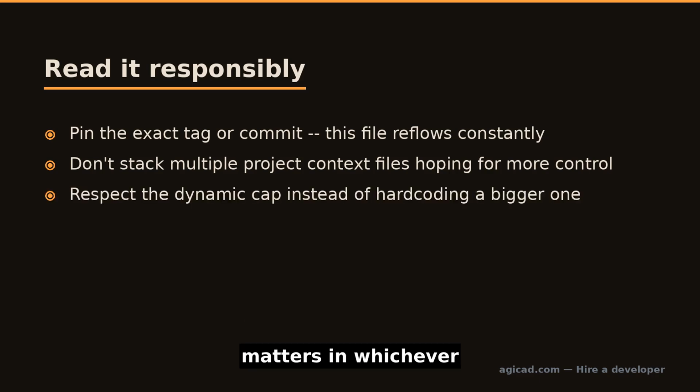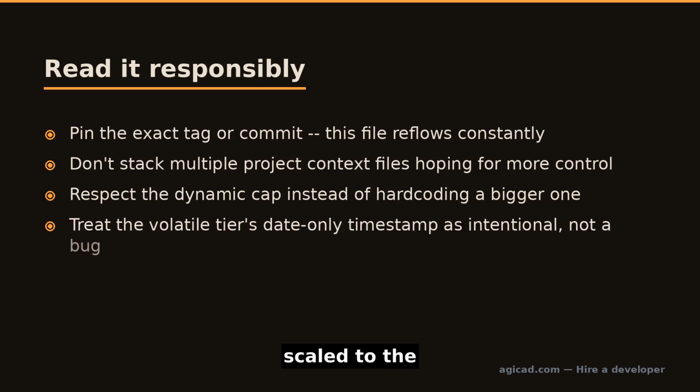So put everything that matters in whichever one your tooling actually reads. Respect the dynamic context file cap rather than hard-coding a bigger number in your own fork. It's scaled to the model on purpose. And if you spot that timestamp only carrying a date, not a time, that's not an oversight. It's what keeps the prefix cache warm across an entire day of turns.